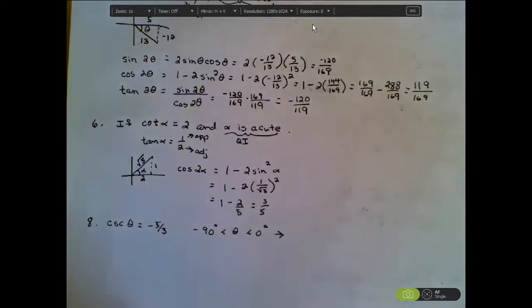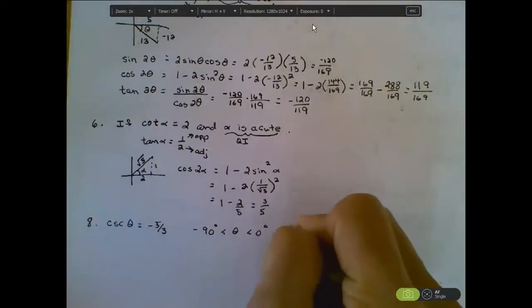-90 degrees to 0 degrees would be the 4th quadrant.